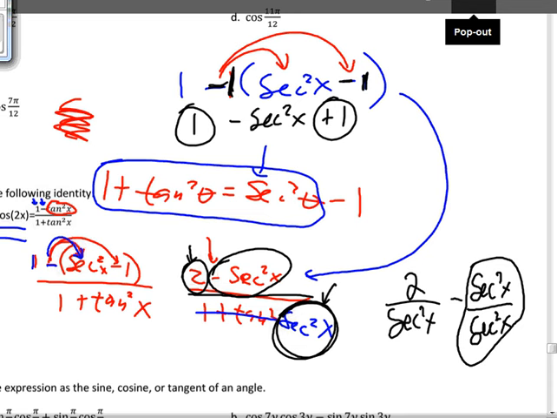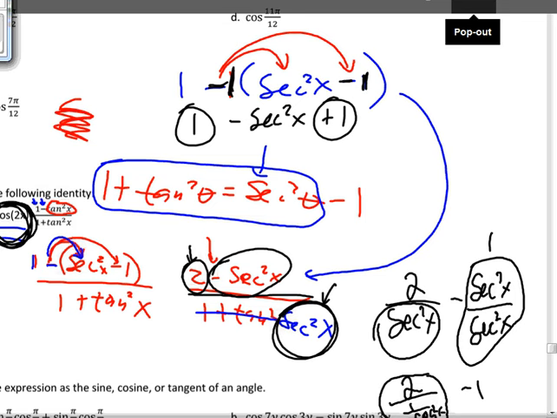And then this secant squared on the bottom, I could replace with a 1 over cosine squared. Secant is 1 over cosine, right? Then what will I have? I'll have 2 over 1 over cosine squared. And this one's just 1, so minus 1. And then this you flip and multiply, and you'll end up with 2 cosine squared minus 1, and that's exactly what cosine of 2x is. Cosine of 2x had 3 options of things you could replace it with, and that's one of them.